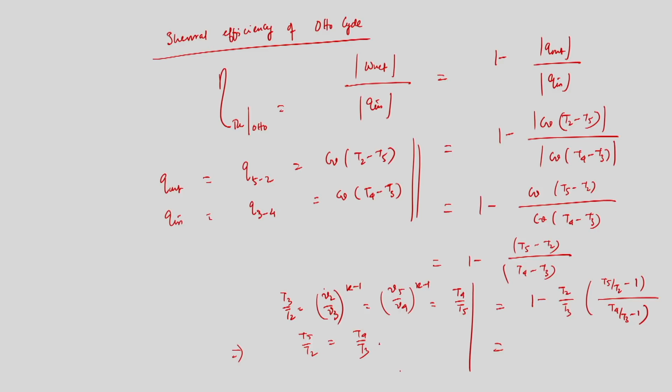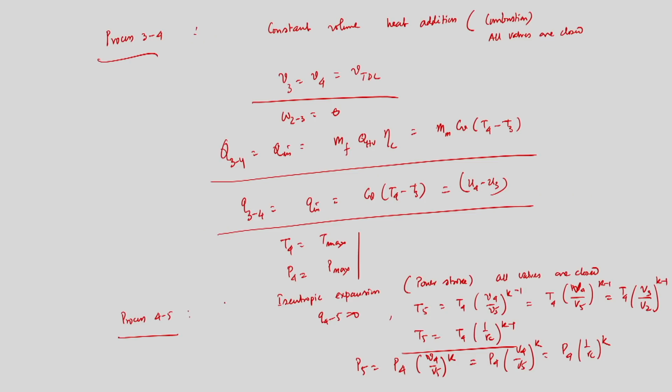If I plug in this value in the expression, we get 1 minus T2 by T3. So, eta thermal of Otto is equal to 1 minus T2 by T3, very important. So, what is 1 minus T2 by T3?